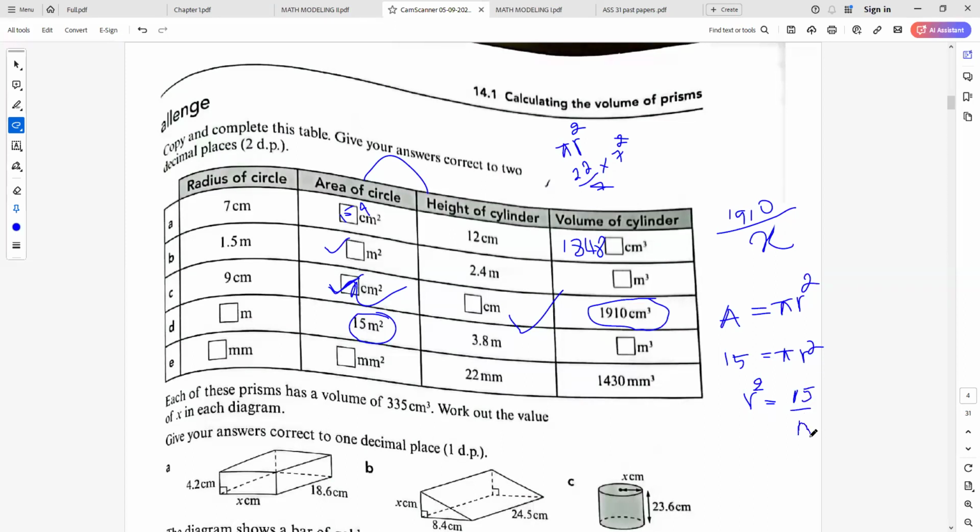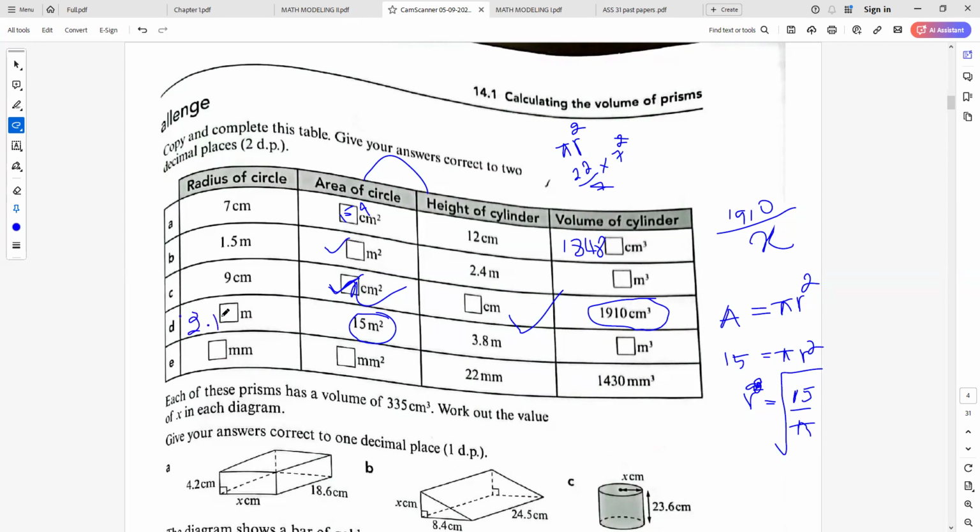Now, if we want to get rid of this square, we have to use the square root of the whole value. So in your calculator, type the square root symbol, then 15 divided by pi. Make sure that the 15 and pi are both inside the square root. Then the answer is 2.18.